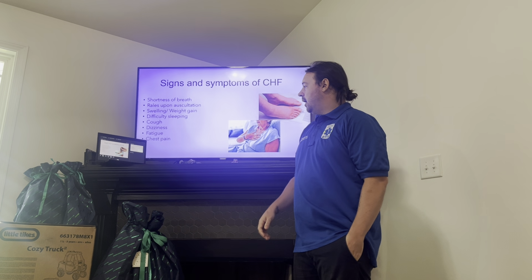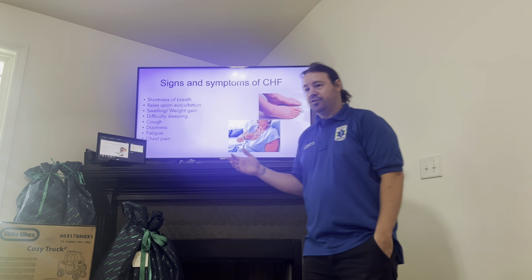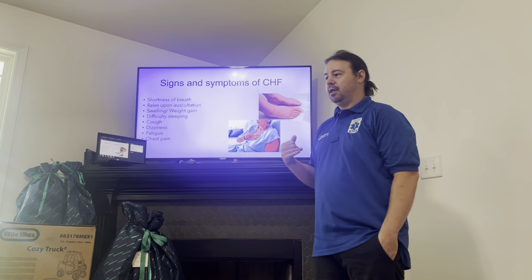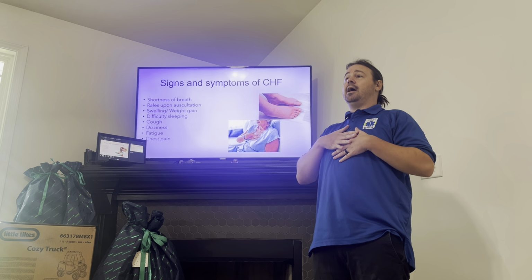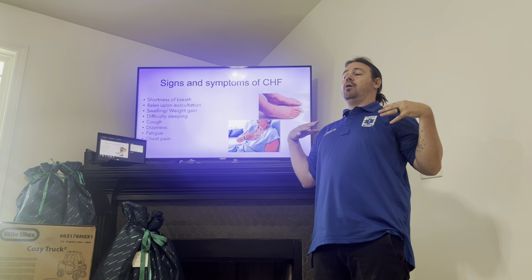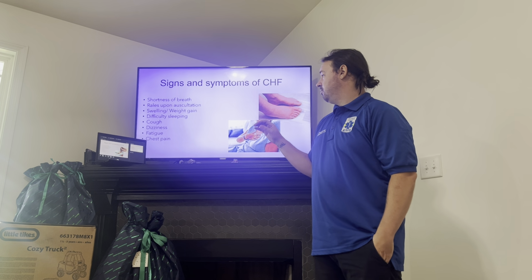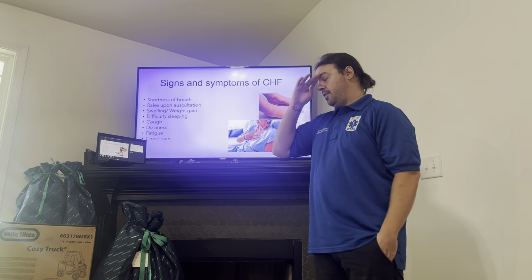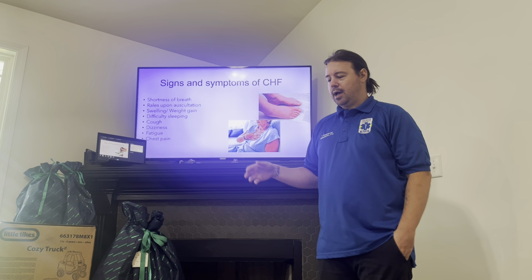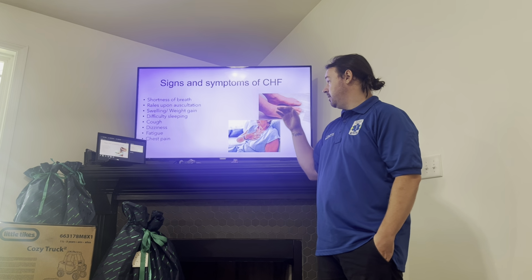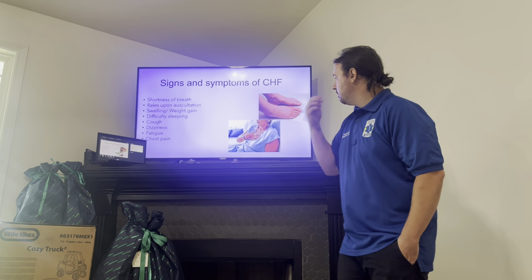Difficulty sleeping. We all have probably heard at some point in our EMS journey that CHFers don't like to lay flat. That is very true. They can't lay flat. When they lay flat, the fluid is diffusely spread across the lungs, making it a little more difficult to do the gas exchange. But despite that, they'll also just have difficulty being comfortable. When you're feeling short of breath, when you're having these symptoms, it can be very uncomfortable and disrupt your day-to-day life, including your sleep patterns.